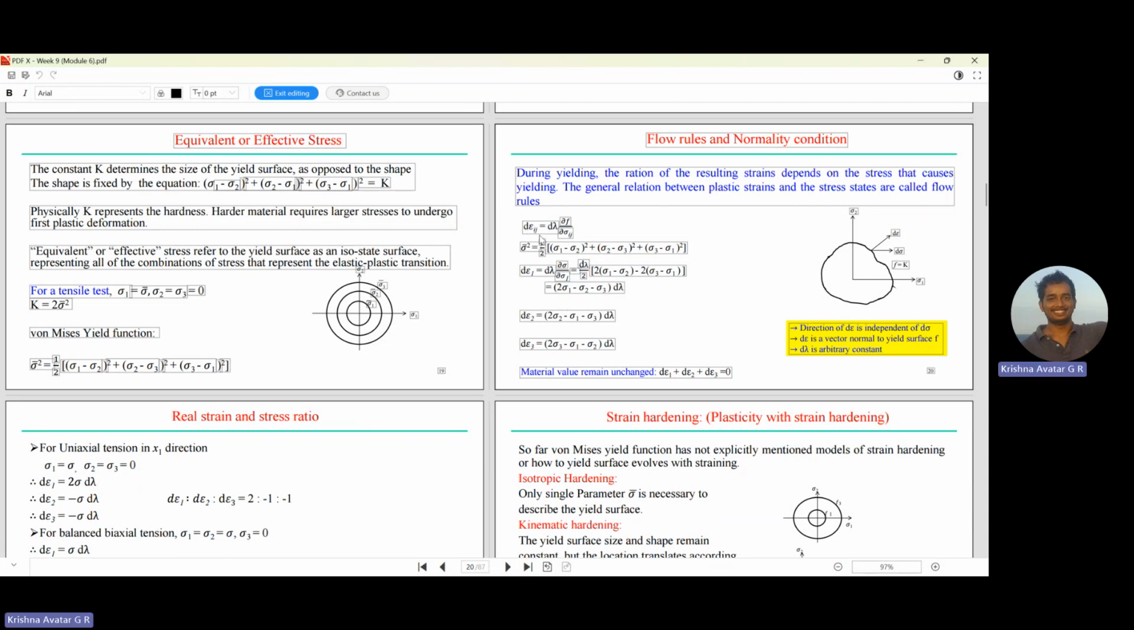So this epsilon ij is what we call the increment in strain, and how is it related to the stress? This d lambda is some arbitrary constant, and the gradient is a vector normal to the yield surface. The partial derivative of f with respect to sigma ij gives us some relation in stress components, and the sigma bar squared happens to be this.